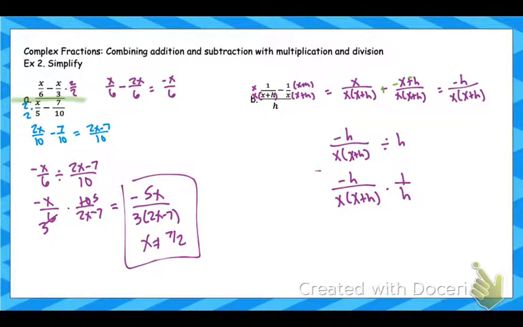And now those h's are going to cancel out. So I'm left with negative 1 over x times (x plus h). For excluded values on this, don't worry too much about that. I know it gets a little complicated when you have two different variables. It's more important for us to be able to get those excluded values when there's just that single variable. All right, so let's look at one more of these.